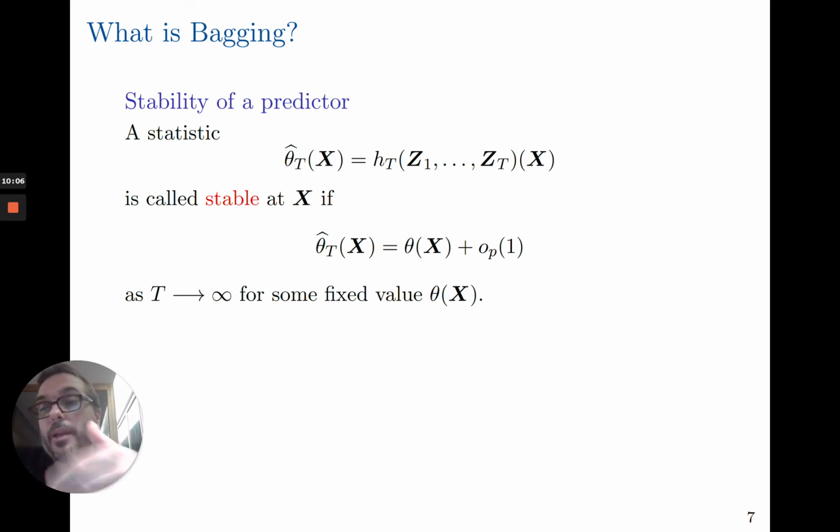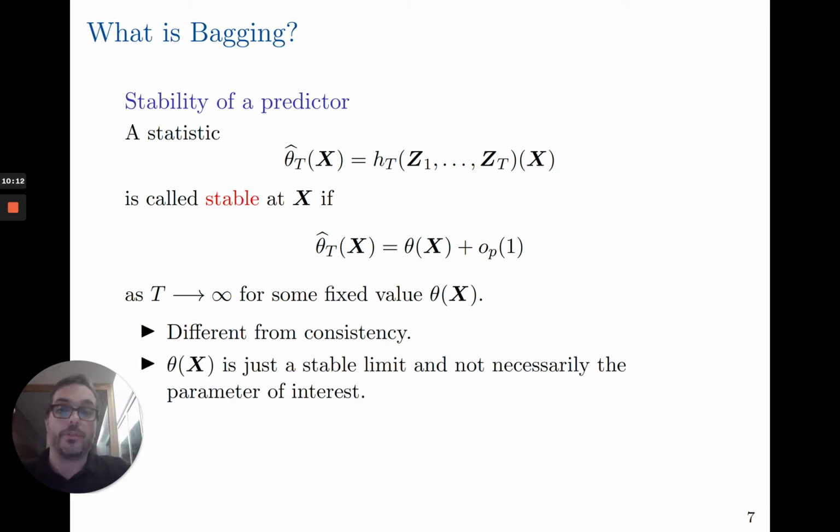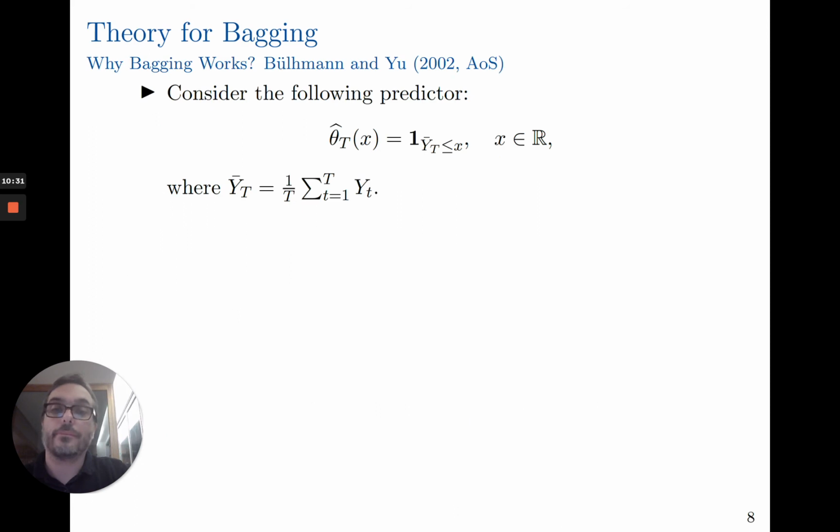An unstable predictor is when this condition does not hold. As I mentioned, it's different from consistency. Theta of x is just a stable limit, not necessarily the parameter of interest, not the true population parameter. And basically, subset model selection creates unstable predictors. So let's see an example.